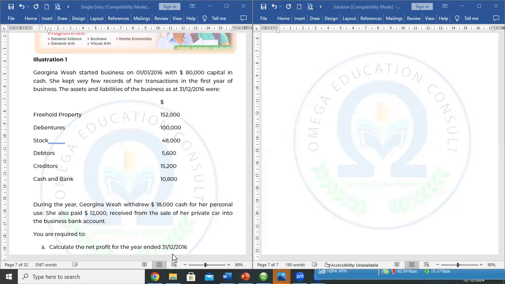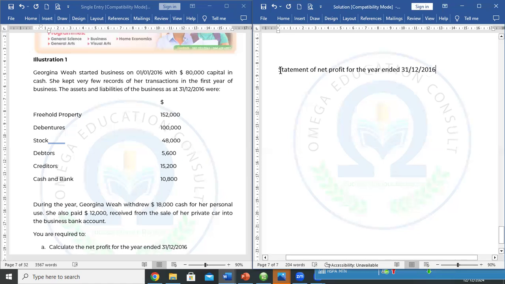It becomes obvious that the information here is not one that we can use to prepare the trading account and profit and loss to get a net profit. So our only option will be to prepare the statement of net profit for the year ended 31st December 2016. And I'm going to ask my professors, what information do you need to prepare this statement?